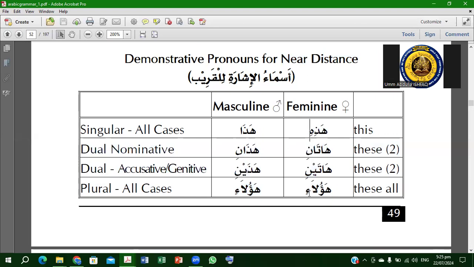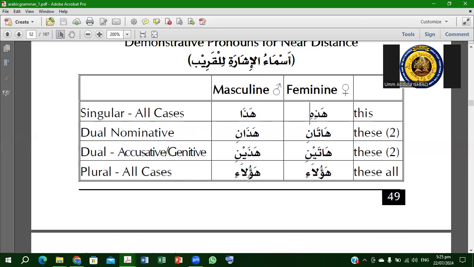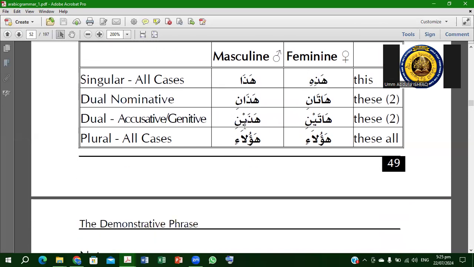Hadhi, haulai, and mostly singular and plurals are used. This dual is very rare. Haza haulai, hazihi haulai. You just remember these. Haza for male, hazihi for female. Haulai, same for male and female. Okay, this is for near.